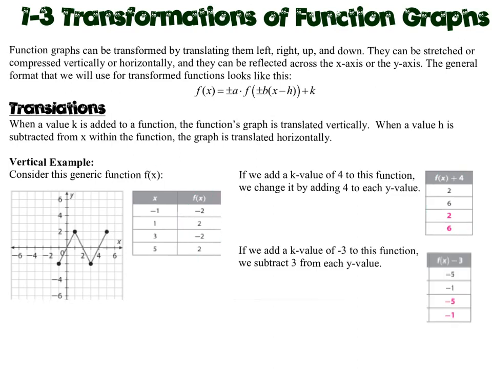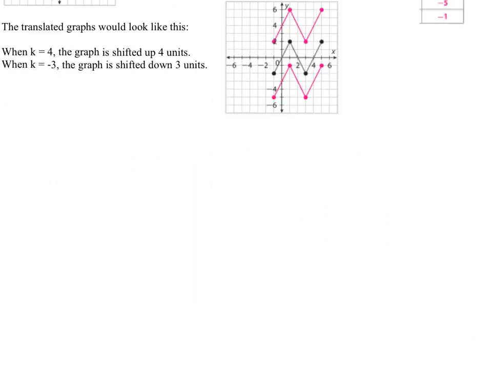Or say we added a k value of -3 to the function, so we had f of x minus 3. Then that just means that I'm taking each y value and taking away 3. So I would have all of these y values, subtract 3 from them, those are your new y values. Basically, like I said, it's taking the entire function and shifting it down 3 units. So as I said, your translated graphs would be, for the plus 4, shifted up 4, it would look just like that. And for the minus 3, it would be shifted down 3. It would look just like that.